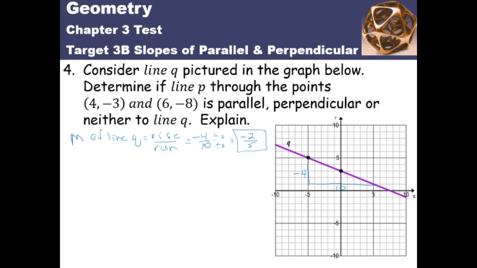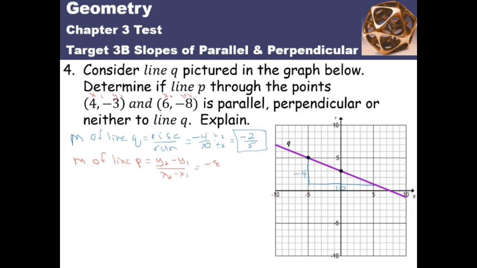Okay, now in red, I'm going to find the slope of line P. And that's also rise over run, but we're going to use the slope formula for it. y2 minus y1 over x2 minus x1. So this is x1 and y1 and x2 and y2.